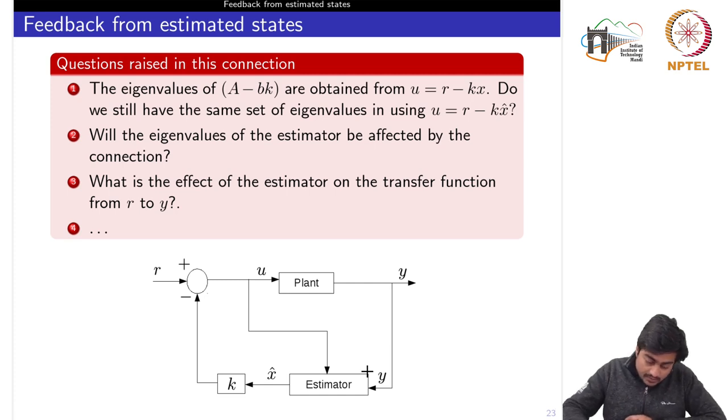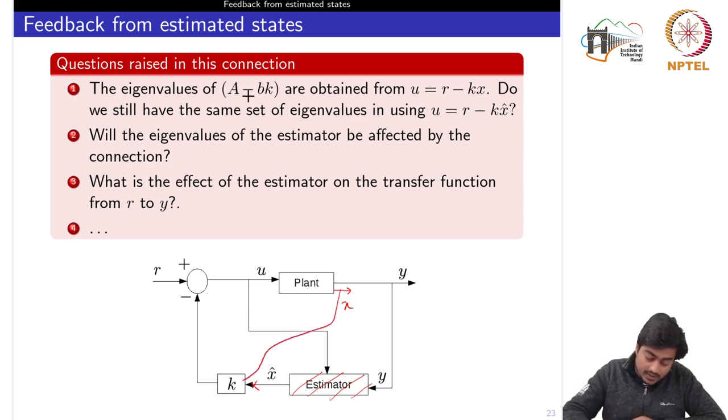So after seeing this connection, there are some questions which arise naturally. So the first one is that the eigenvalues of this A minus BK, which we have obtained after applying only the state feedback, are obtained from this one. So do we still have the same set of eigenvalues in using u is equal to r minus K x hat? So this question basically implies, let's say for example, if we do not have this estimator, and we have direct measurement of x, and instead of using this x hat, we are taking this one.